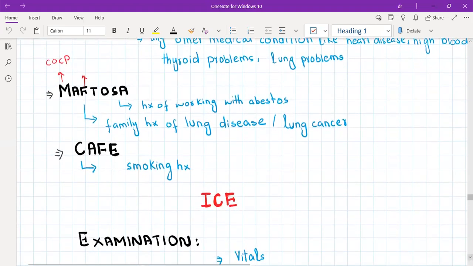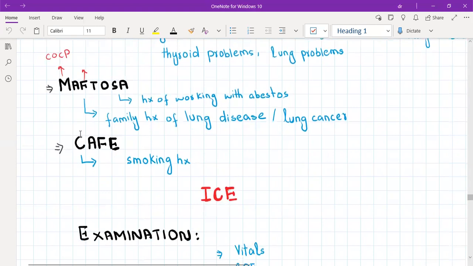In lifestyle questions, that is smoking, that is cigarette smoking. C stands for cigarette smoking, and A for alcohol, and diet and exercise. Here smoking is really important. So you should always ask about smoking history in patients presenting with lung problems, or shortness of breath, which is a symptom of lung problem or heart problem. You should always ask about smoking history, okay?